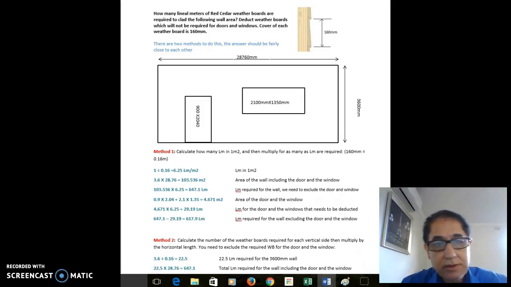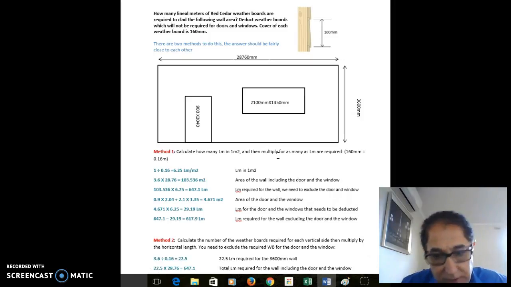Hi, in this tutorial I'm going to explain how to calculate the linear meter required to clad this wall, excluding the door and the window. And the cover for the weatherboard is 160 millimeter from here to there. Okay, there are two methods to do that.